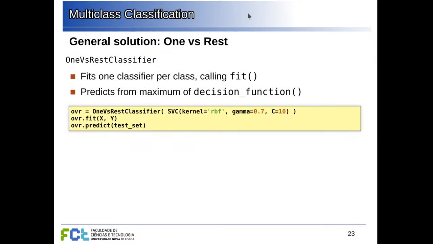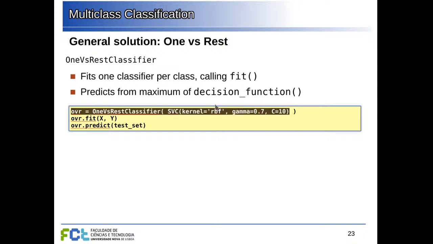This general solution of one versus rest is implemented in scikit-learn. You have this class, OneVsRestClassifier, that you can use to encapsulate the one versus rest approach. So you give the object that serves as template for all the classifiers that's going to be used. For example, in this case, it's a support vector classifier, the one that we saw last week. And we can specify the kernel, the parameters for the kernel, the regularization, and so on.